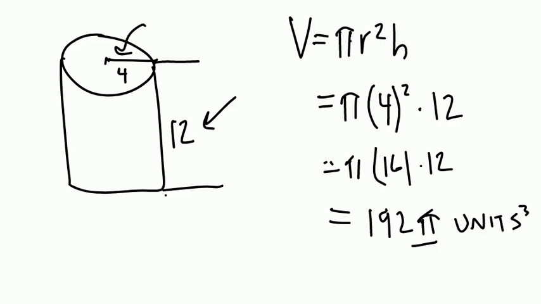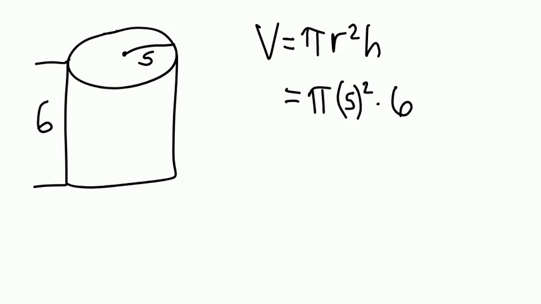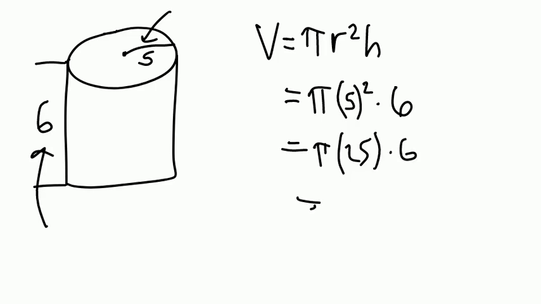Let's go over one more. In this problem, our cylinder has a radius of 5 and it has a height of 6. If we take these numbers and plug them into our formula, we get volume equals pi times 5 squared times 6. And if we start working this down, we'll see that we have pi times 25 times 6. This gives us 150 pi units cubed.